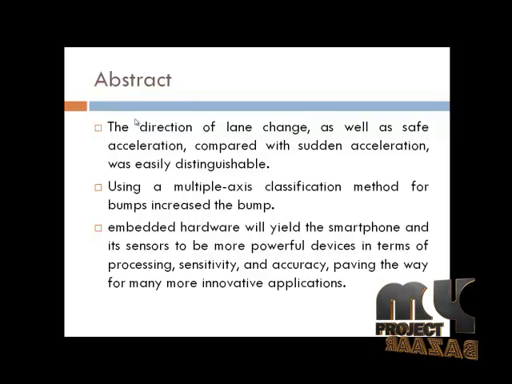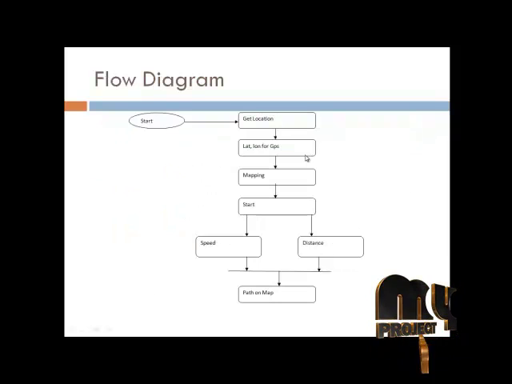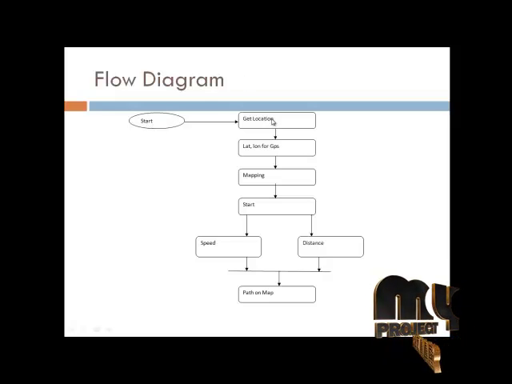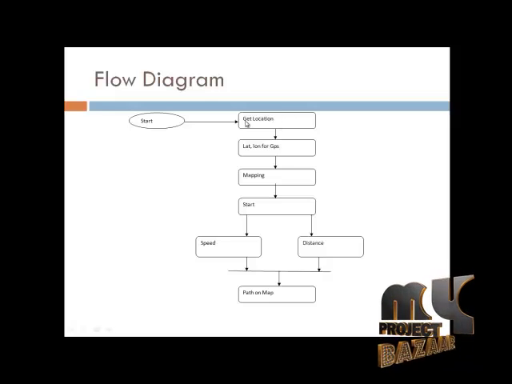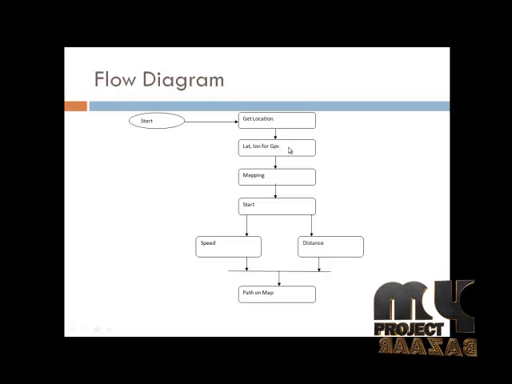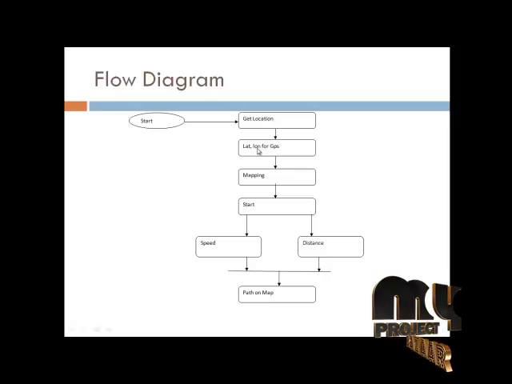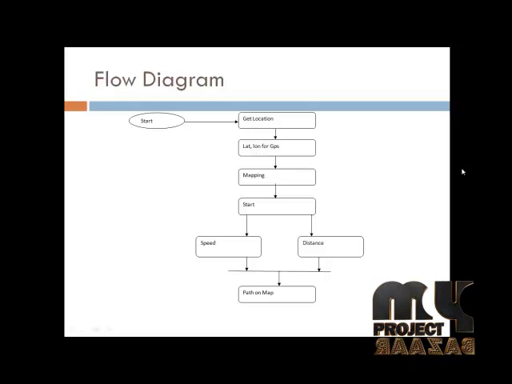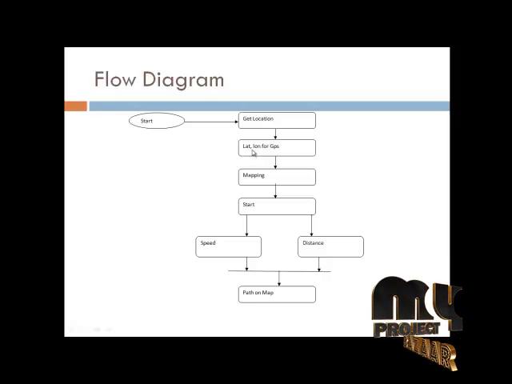Let us see the flow diagram. First of all, we start the application. The application needs to get the location automatically. The location will be obtained from the GPS as longitude, then forwarded to Google Map. So the current location is obtained automatically.